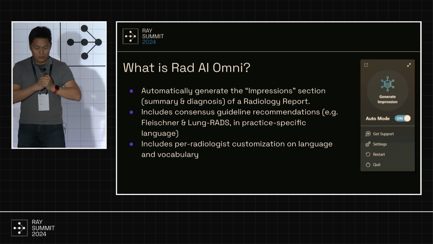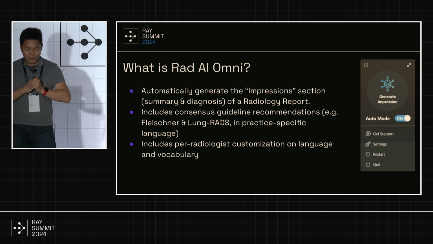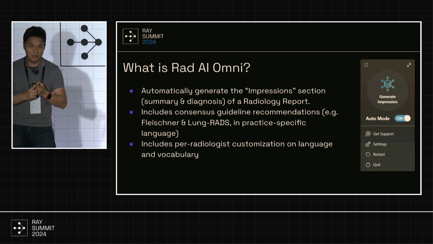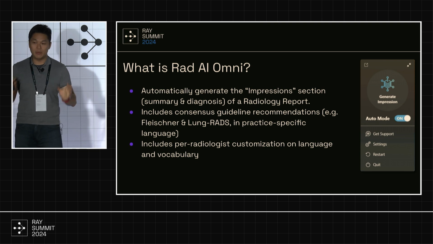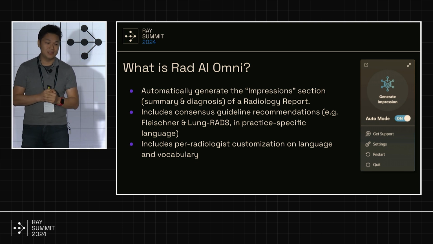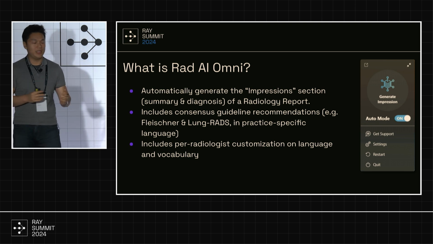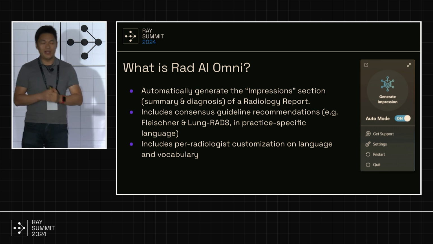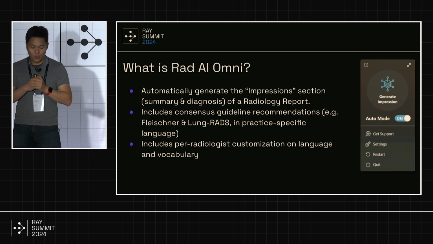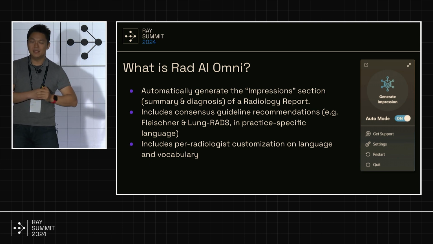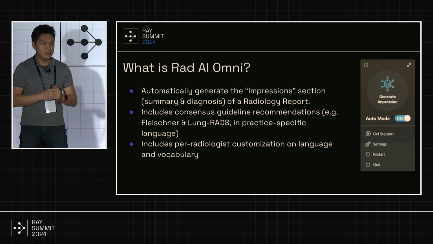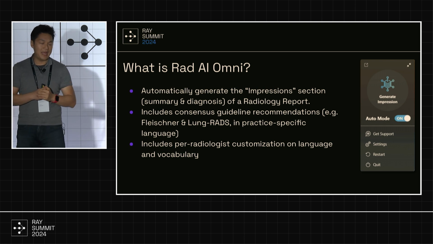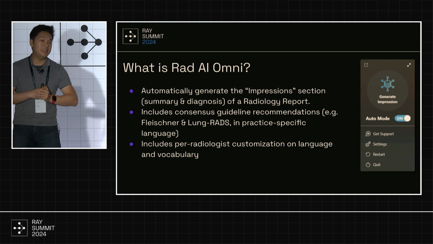Now, to recap, we generate the impression section. We can customize the generation on a per radiologist basis. So a radiologist that's trained at Harvard and one that's trained at Stanford can write their impressions in different styles, using different words to represent the same meaning. And finally, we also include consensus guidelines. What is a consensus guideline? It means I might recommend, given the findings, and say, hey, please come back 3 months later for a CT scan.